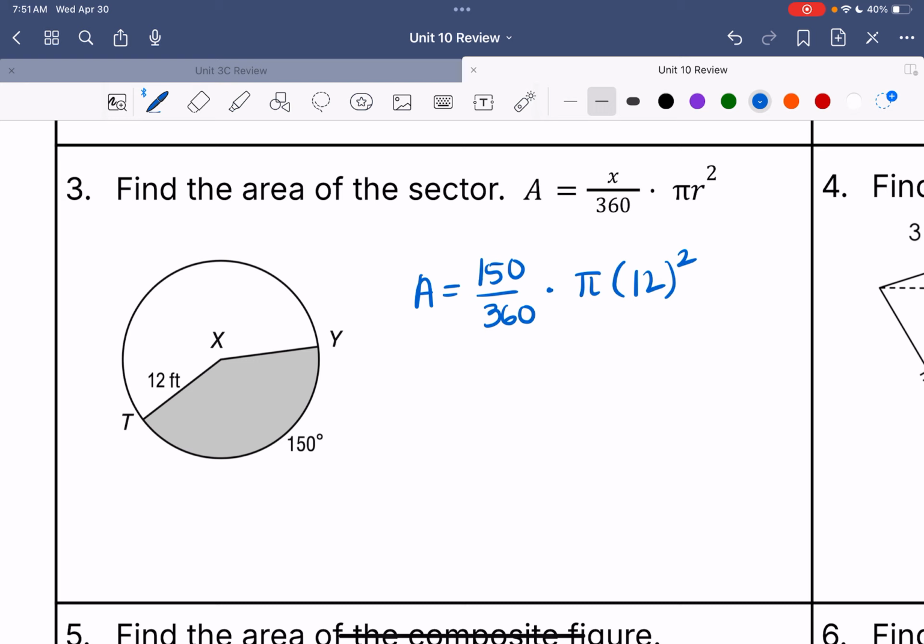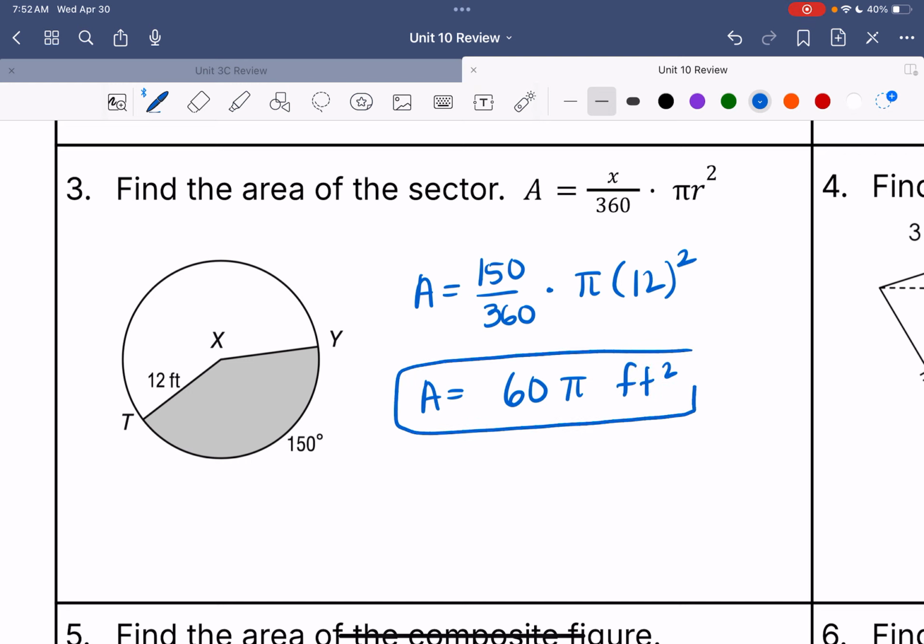So what I'm actually going to do here is, what if I multiply everything except for pi? So I'm going to leave pi there. So I'm already going to write the pi. But what if I multiply everything else? So 150 over 360 times 12 squared. And that gives me 60. So if I wanted an exact area, 60 pi square feet is a valid answer.